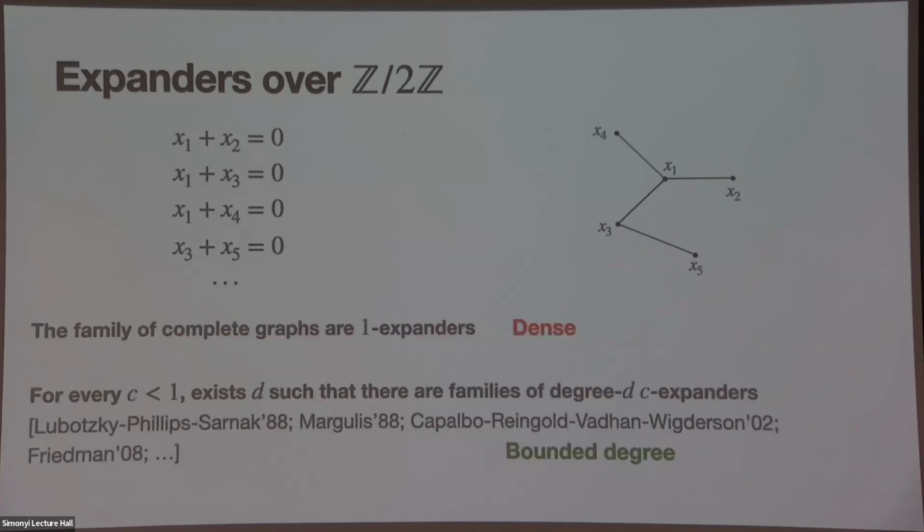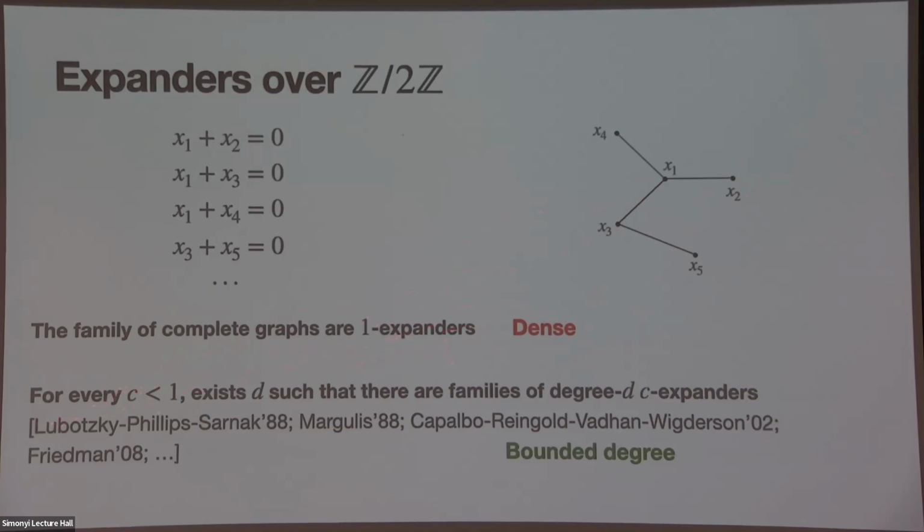Okay, so expanders have been studied for decades already. From the definition above, we can relatively straightforwardly check that a complete graph, where every pair of vertices is connected by an edge, is actually a one-expander.